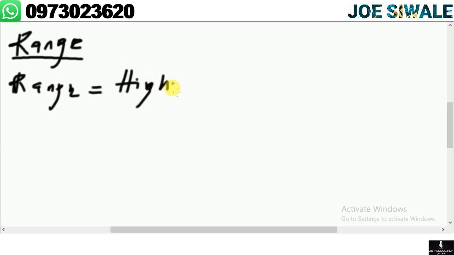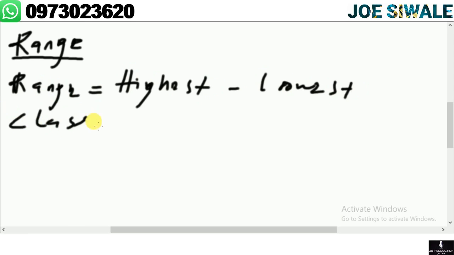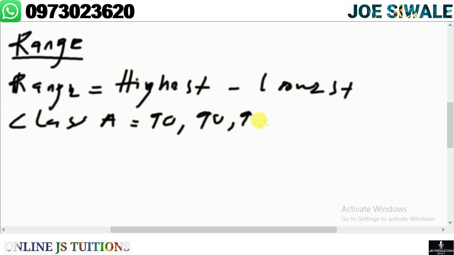highest minus the lowest measurement that you have been given. So taking for instance, if you have been given class A, the scores for class A were 90, 90, 90, then we have 70, we have 60, we also have 30.